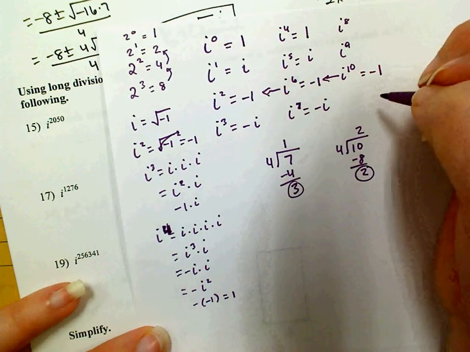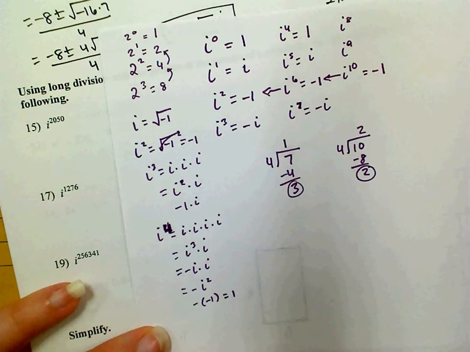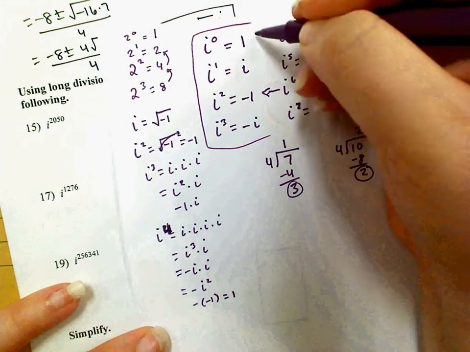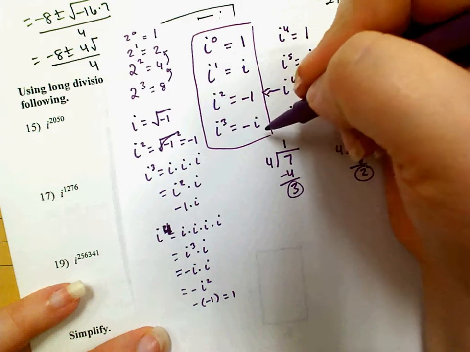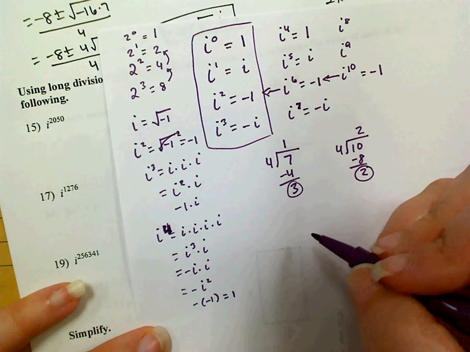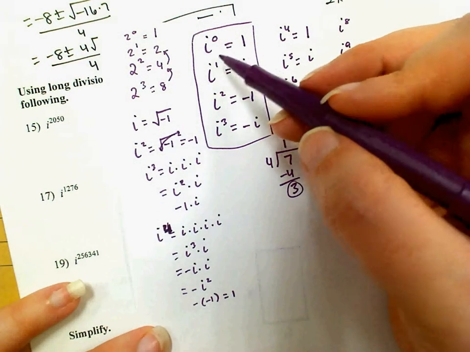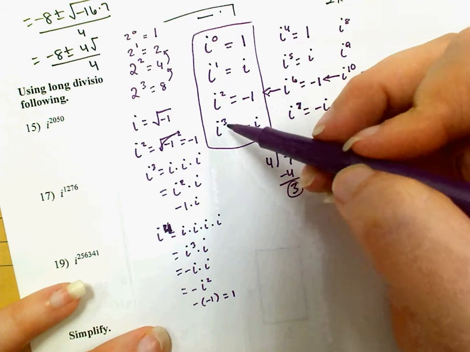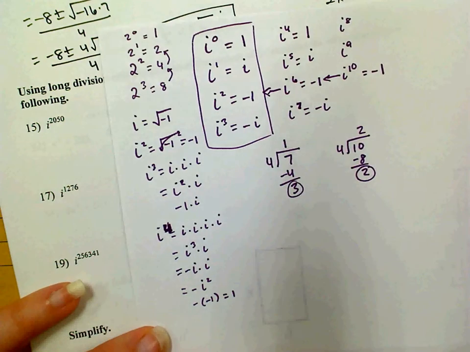So when you know this pattern, what I would expect you to memorize is this right here: 1, i, negative 1, negative i. Note that you have to divide by 4, and whatever the remainder is, if it's a remainder of 1, then it's the same thing as i to the first, which is i. If it's a remainder of 3, it's the same thing as i cubed, which is negative i. Okay? So let's go ahead and start dividing.